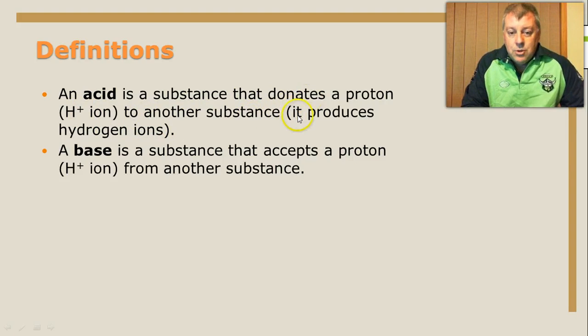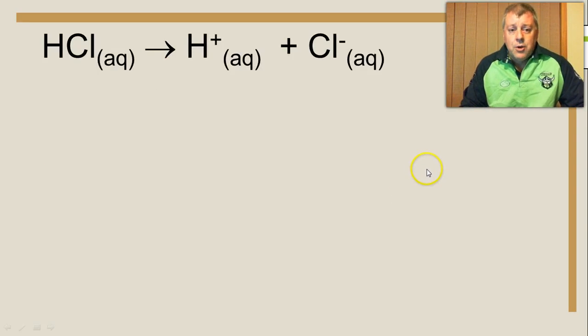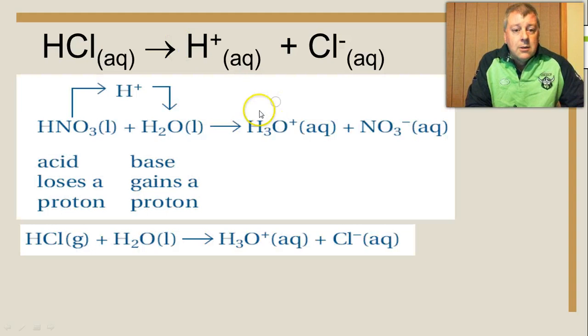In other words, it produces hydrogen ions, whereas a base is a substance that accepts a proton from another substance. So it will accept the hydrogen ions. And we'll see a couple of examples of what we mean by that. A common acid that we use is HCl, and when it's in solution, you don't have molecules of hydrogen chloride, you have hydrogen ions and chloride ions. And it's these hydrogen ions that make it the acid.